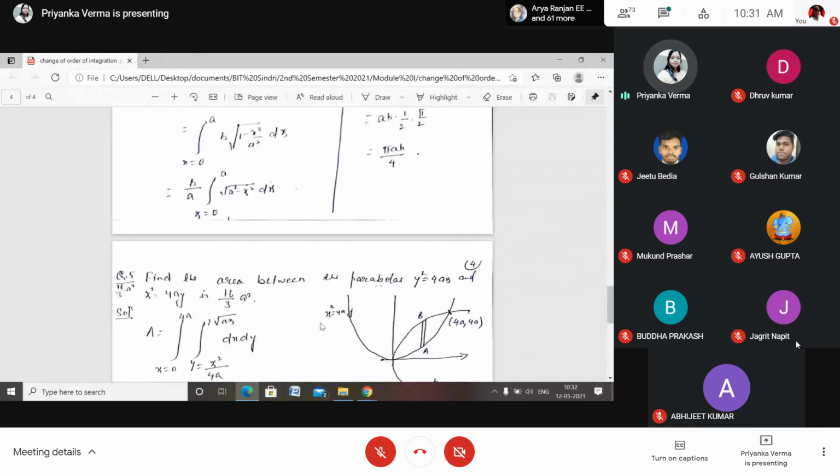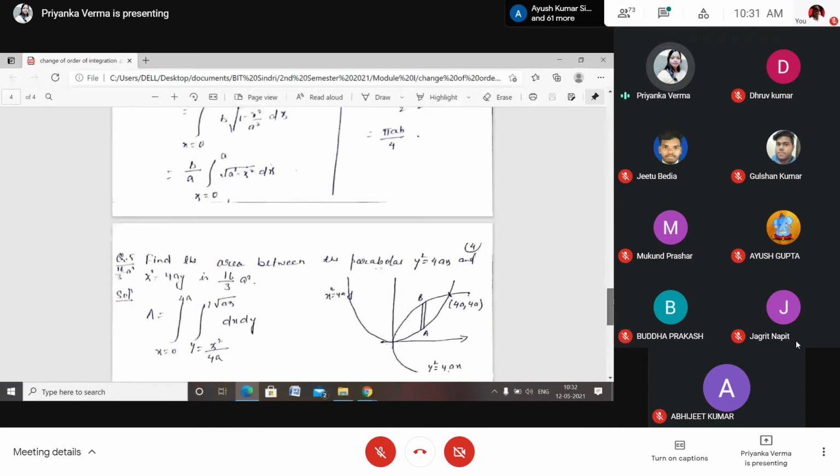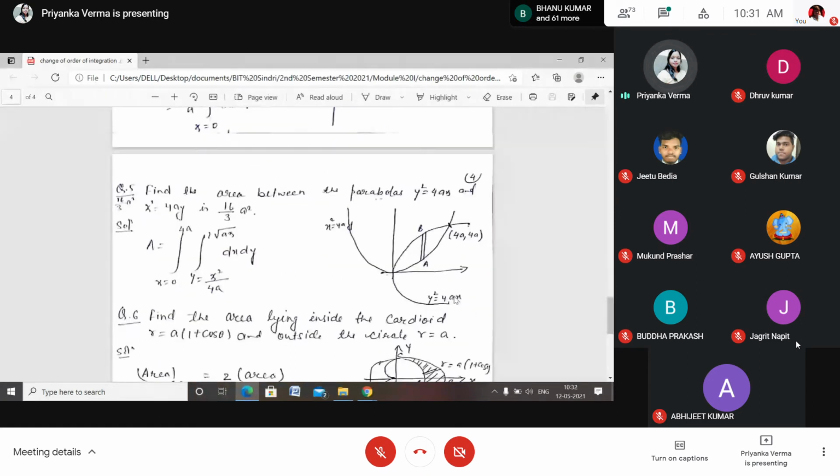See, find the area between the parabola y square equal to 4ax and x square equal to 4ay. Actually, we have to prove the area between the parabolas y square equal to 4ax and x square equal to 4ay. So see, the equation of the parabola is y square equal to 4ax. That means the curve is this one, and the curve of x square equal to 4ay is this. So the region covered by these two parabolas is this one.